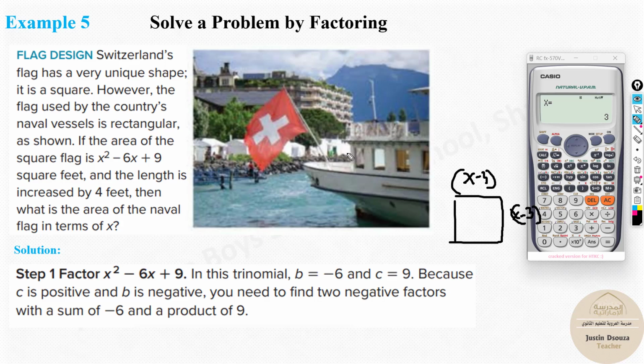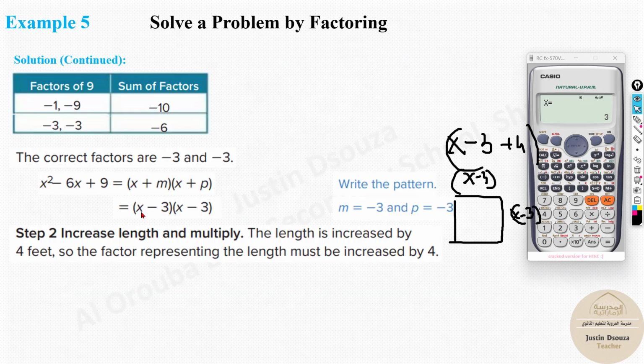But whenever they have naval vessels for the army, they'll have huge ships and everything, right? So whenever they use this flag, they make it rectangular rather than square. So the length is increased by 4 feet. So for this one factor, instead of minus 3, you need to add 4. Why? Because that's increased by 4 feet. That's it. So that is what we are doing. One of the terms is being added by 4.